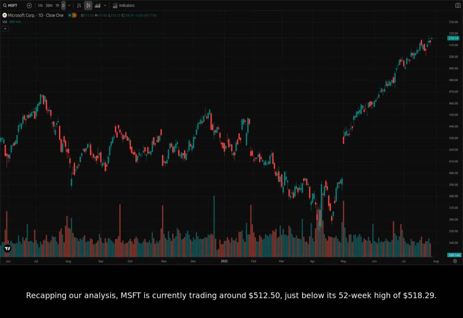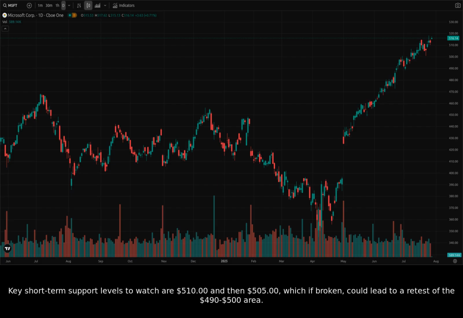Recapping our analysis, Microsoft is currently trading around $512.50, just below its 52-week high of $518.29. The nearest significant resistance is that $518.29 mark, and beyond that, the average analyst target of $557.56. Key short-term support levels to watch are $510 and then $505, which, if broken, could lead to a retest of the $490 to $500 area.